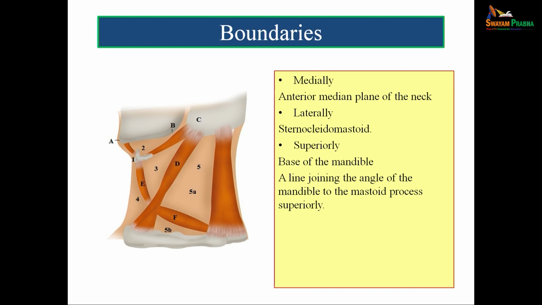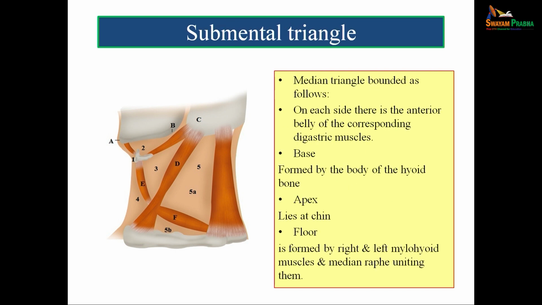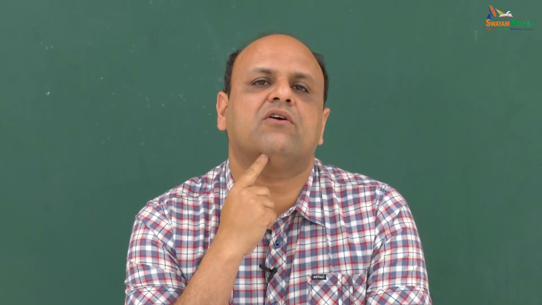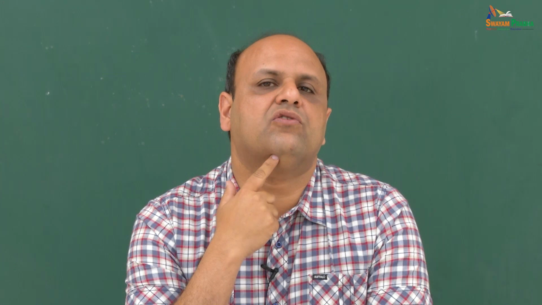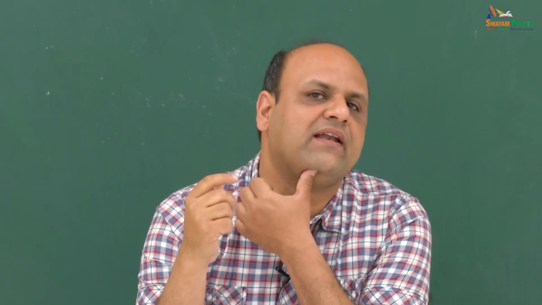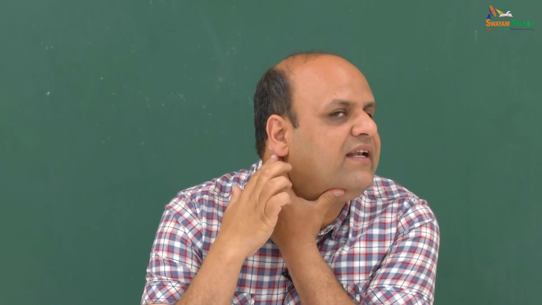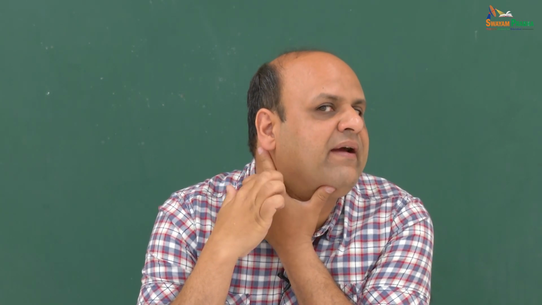So how we divide this triangle further into smaller triangles, that I will describe soon. One of the triangles is the submental triangle. There is one submental triangle. In relation to our mandible anteriorly, there is a fossa called the digastric fossa. So we have the anterior belly of digastric, which is represented by my thumb now, and the posterior belly of digastric, which is represented by my index finger.